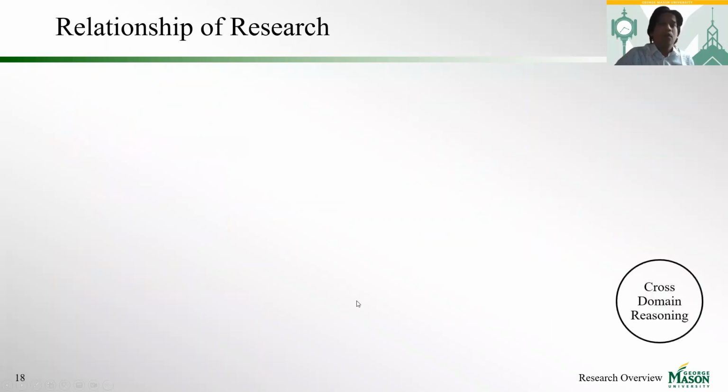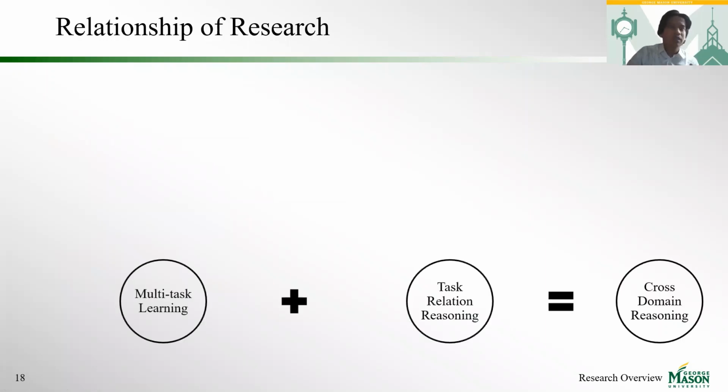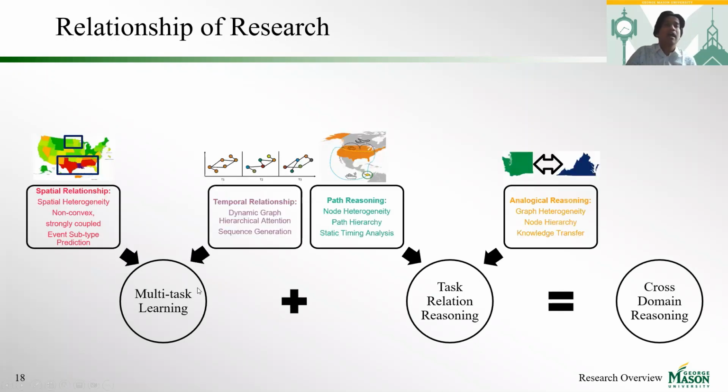So in a nutshell, my dissertation topic is cross-domain reasoning. And it has two things. One is multitask learning, another is task relation reasoning. And for multitask learning and task relation reasoning, I have 4 works. One focused on the spatial relationship, temporal relationship. Then for task relation reasoning, path reasoning and analogical reasoning.